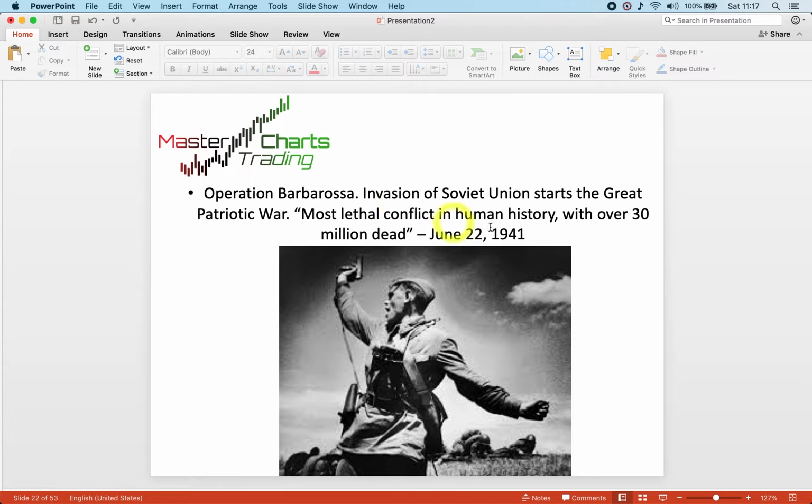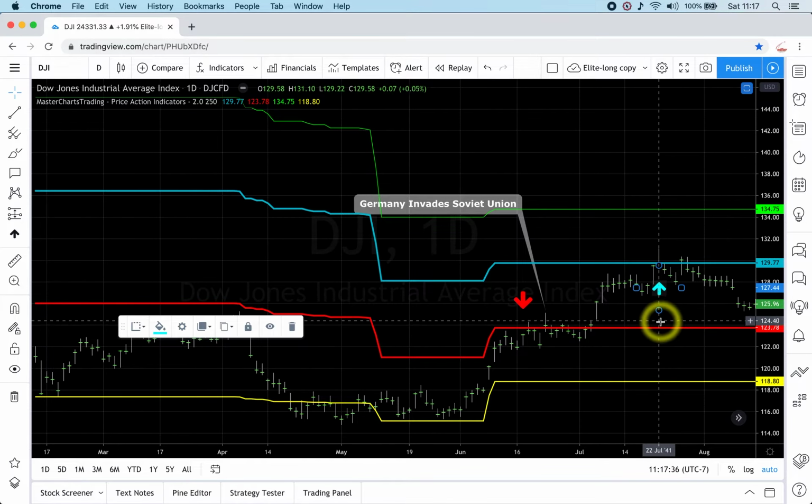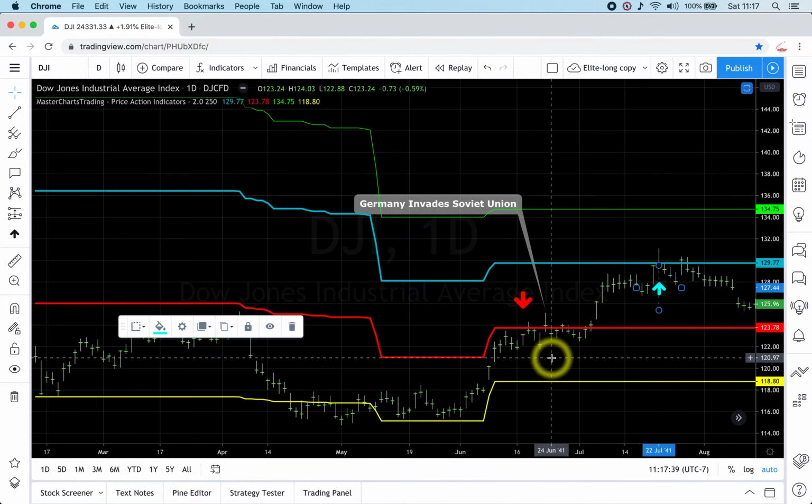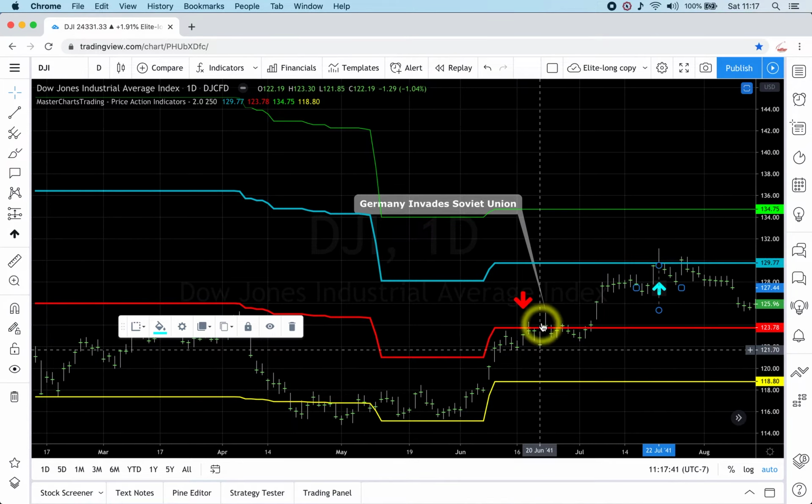But the point of the matter is, Operation Barbarossa, the invasion of the Soviet Union, starts what's called the Great Patriotic War, known as the Great Patriotic War of 1941 to 1945 for the Soviet-Russian population. This apparently was the most lethal conflict in human history, with over 30 million dead. So this number most likely includes civilians that died from some of the genocide and from the starvation, basically.